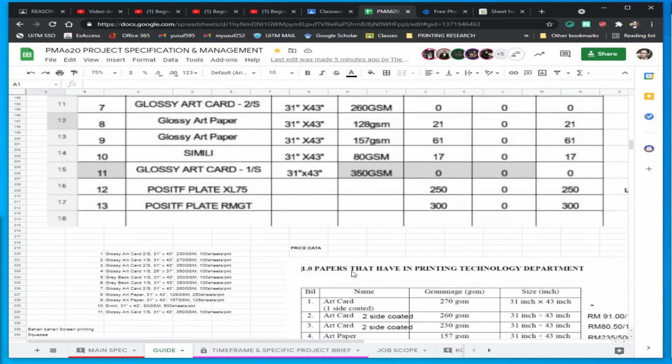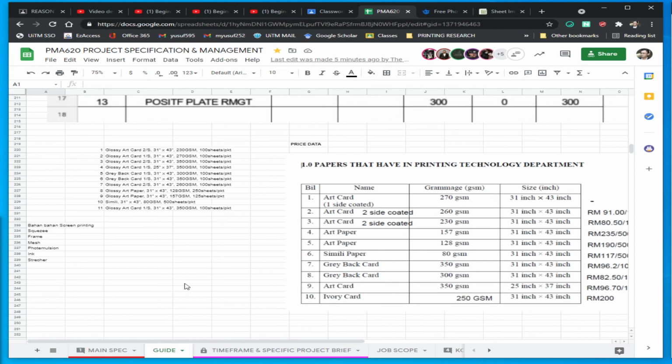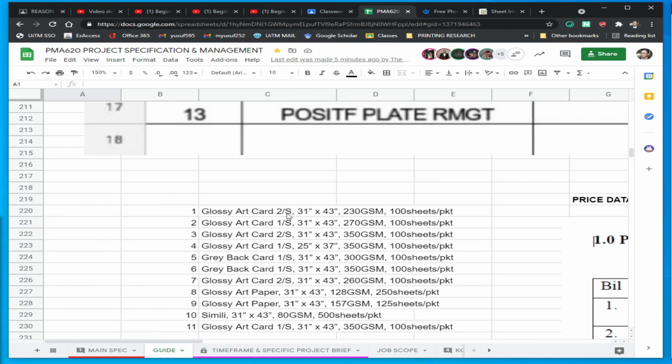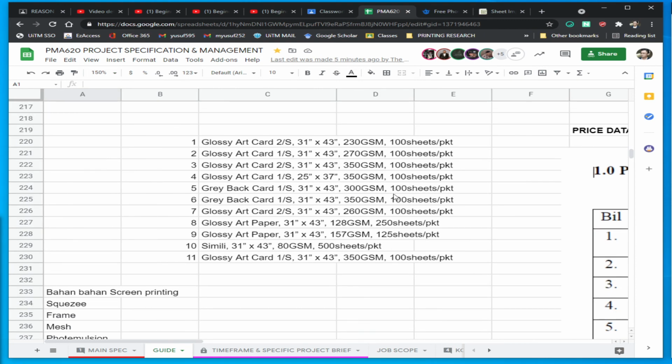So you can refer here. Awak boleh rujuk di sini. Kita dah type in here. I have typed in all these sheets here. I think nobody uses paper 128, so it will be alright. However, I did know that one student uses this type of paper.